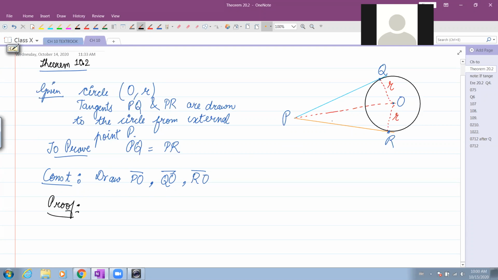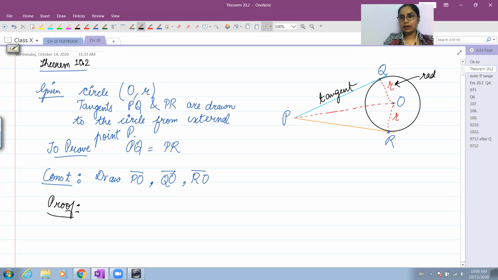The tangent is perpendicular to the radius through the point of contact. Yes, this is your tangent, and this is the radius, and the point of contact is Q. So what will happen? The radius and the tangent will be perpendicular to each other at the point of contact. Similar thing will happen for the other tangent. The tangent PR will be perpendicular to the radius OR at point of contact, which is R. That's what we're going to write down. You don't have to write down the complete theorem. We will be directly starting with the congruence that we want to prove.